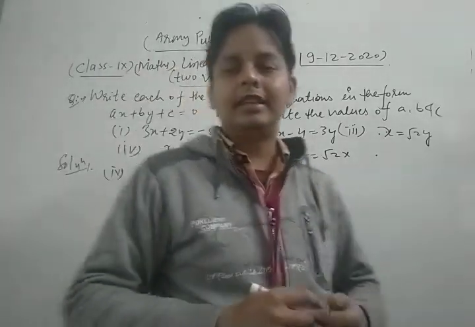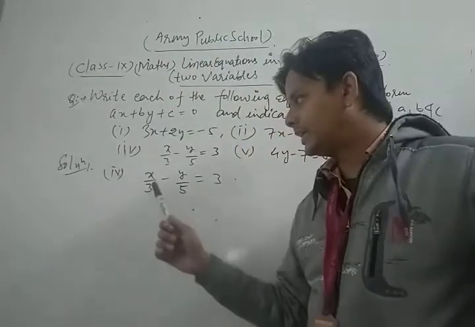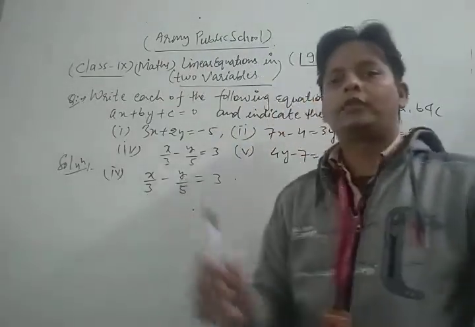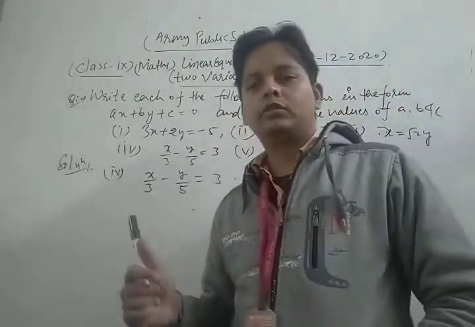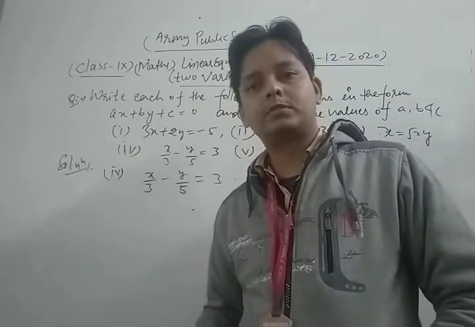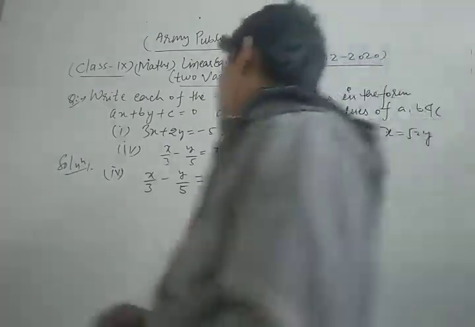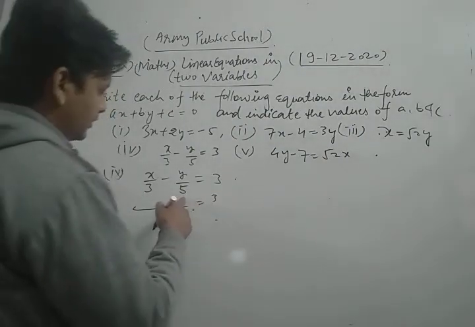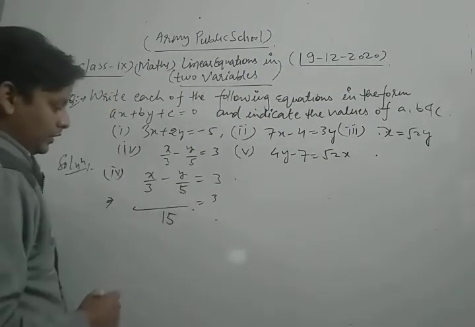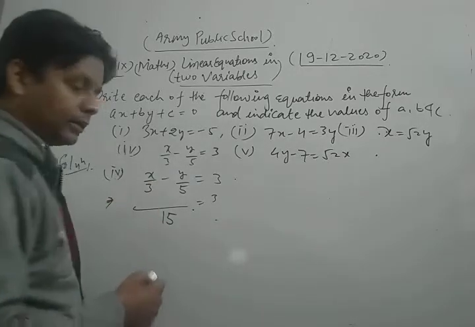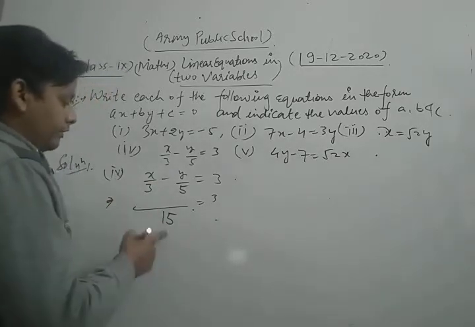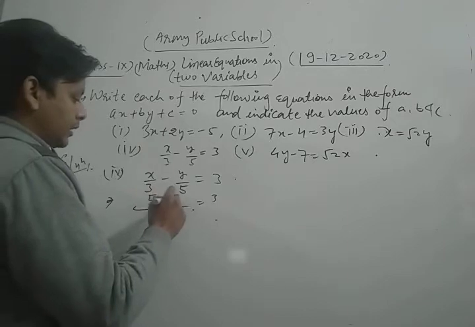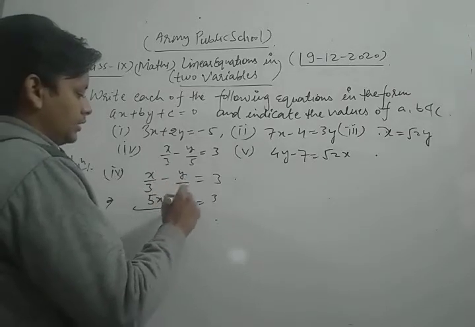Dear students, in that question, first of all we take the LCM of the given equation. After taking the LCM, we convert it into the form of ax plus by plus c. Let's see, dear students. First of all, we take the LCM of 5 and 3, which is 15. Okay, now we divide and then multiply by the numerator. So we get 15 as the denominator, 5 into x as 5x minus 3 into 1 as 3y.